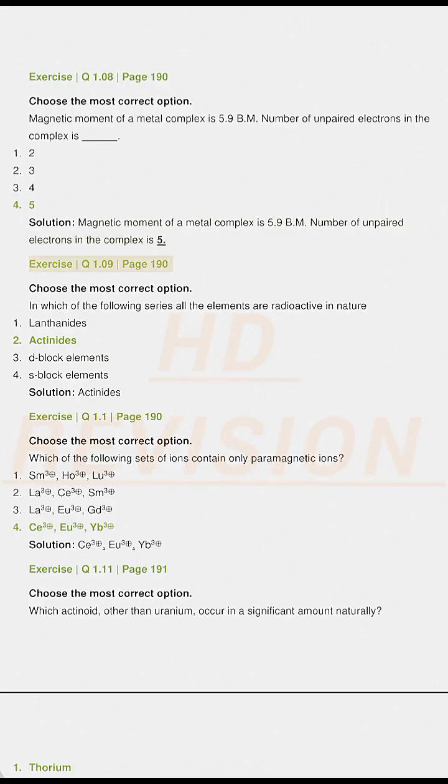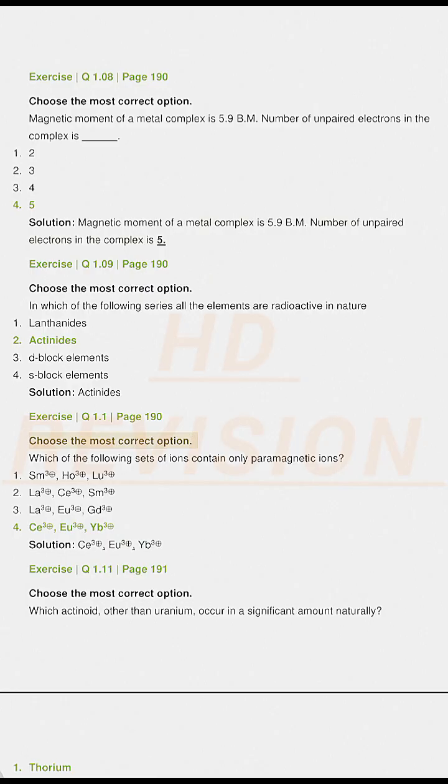Exercise Q 1.09, page 190. Choose the most correct option. In which of the following series all the elements are radioactive in nature? 1. Lanthanides. 2. Actinides. 3. d-block elements. 4. s-block elements. Solution. Actinides.